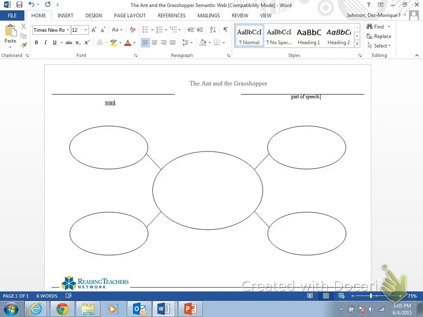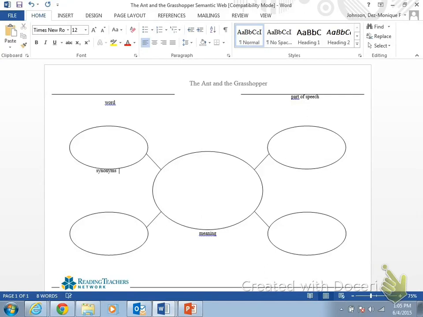Now we come to the actual bubbles of our web. The largest bubble here in the center is where we're going to write the meaning of the word. And that makes sense since it is the largest part of the bubble. So here's where we're going to write the meaning of our word. In our first bubble on the left side, we're going to write down synonyms. Remember that synonyms are words that have the same or almost the same meaning as our word.